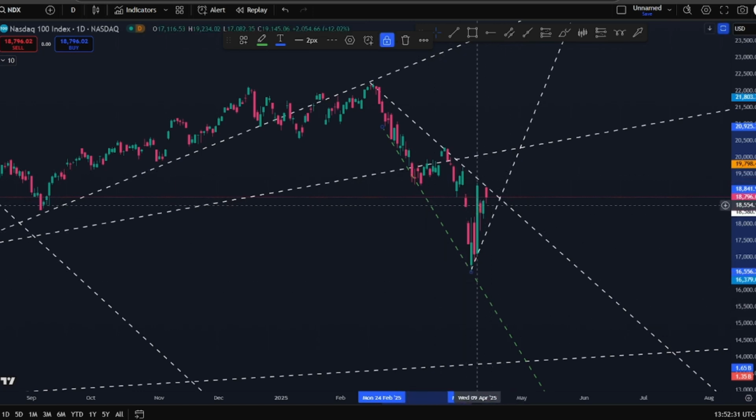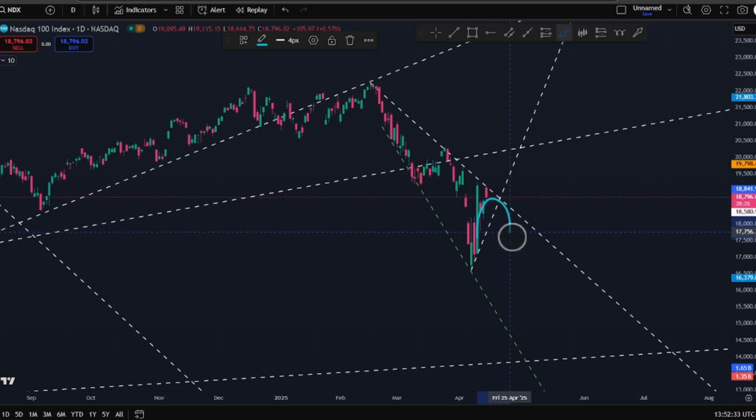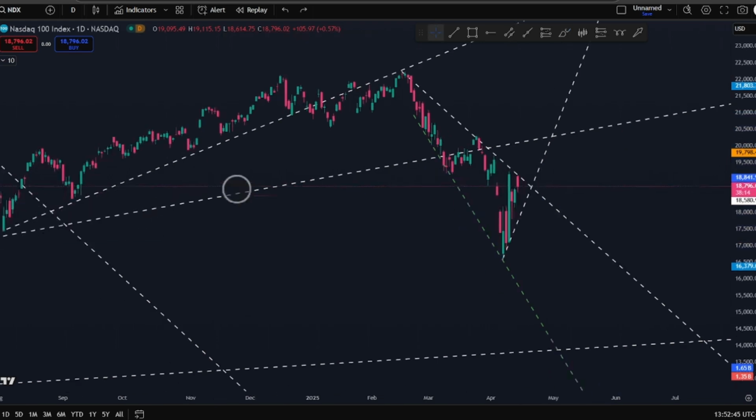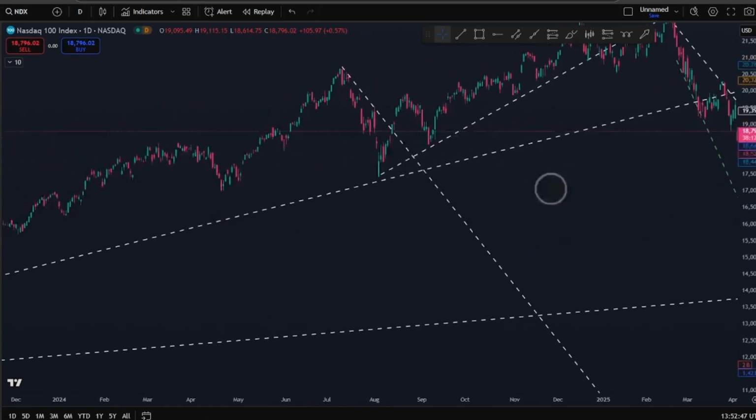So let's say we come in here, this turns around right here, comes to like here, and then comes up and then does something like this and then takes off. Yeah, that was the bottom. That was the bottom if it does something like that. So keep your eyes out for that type of pattern. It's not always going to look exactly the same, but it will look similar.